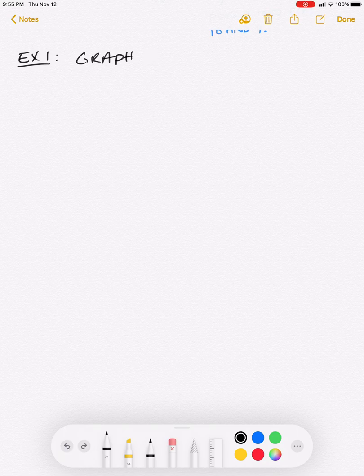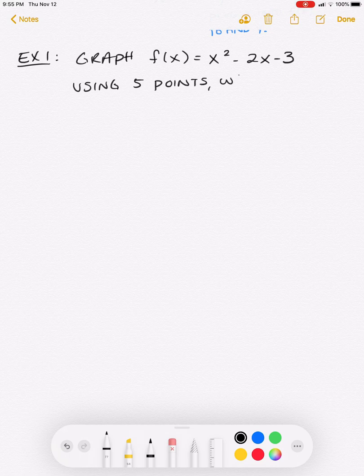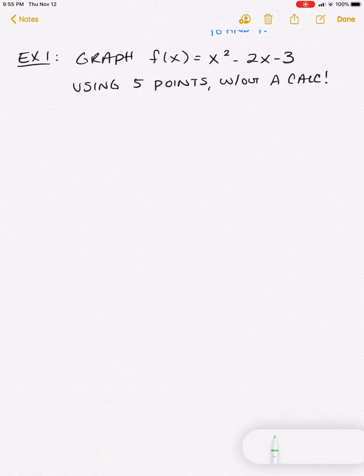Let's say f of x equals x squared minus 2x minus 3 using 5 points. Okay, here's the kicker, without a calculator. All right, so this is about the time where you're probably moaning and groaning, saying, seriously, we're taking away the calculator. But to really understand the way parabolas work, we need to have a good understanding for how they graph and do a little bit more than just plug them into our y equals.